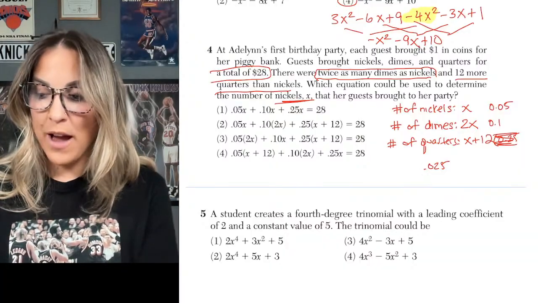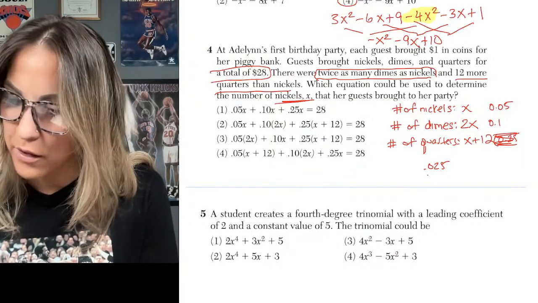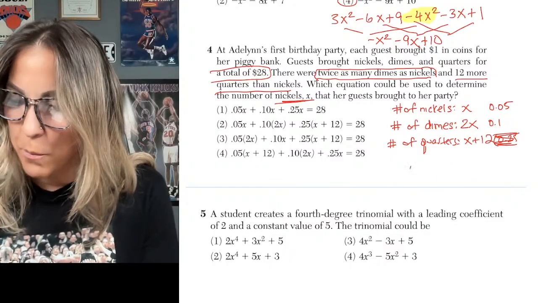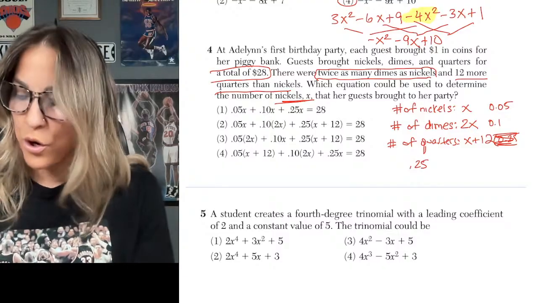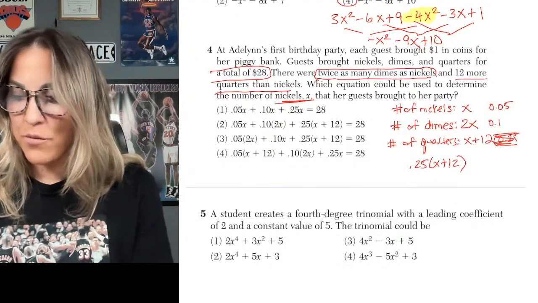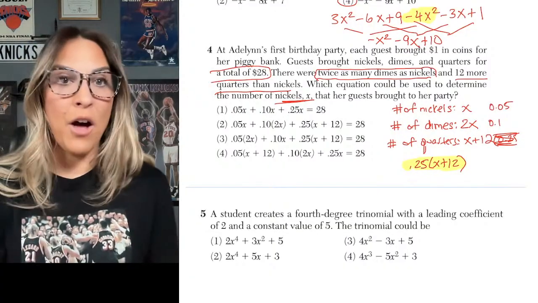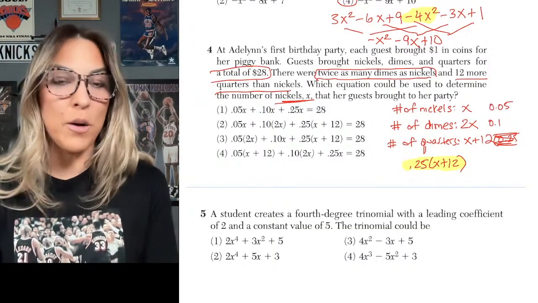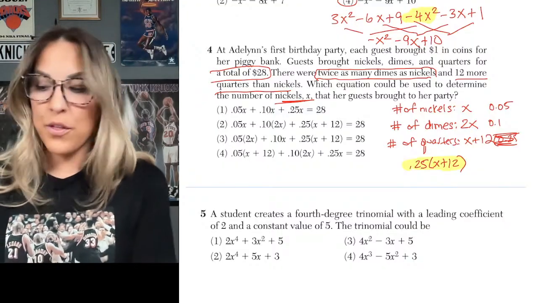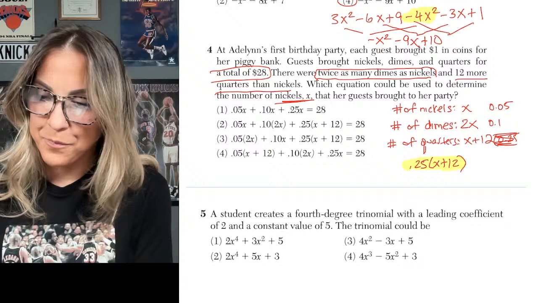So 0.25, that's the value. I'm sorry, I just wrote that incorrectly. Let's erase that. 0.25, not 0.025. So 0.25 is the value of 1 quarter, and there are X plus 12 quarters. So this expression right here represents the value of all the quarters. Each one is 25 cents, but I have X plus 12 of them. So their whole worth is that part that's highlighted right now.